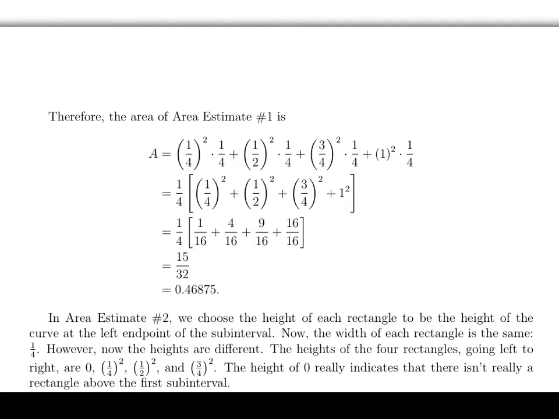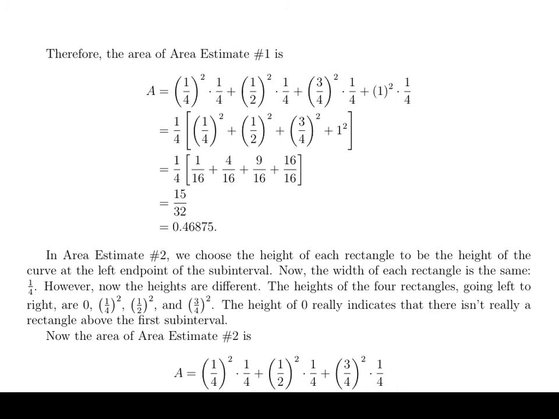Okay, now the width of each rectangle is the same. The width is 1/4. But now the heights are different than what we had before. So the heights of the rectangles going from left to right are 0, 1/4 squared, 1/2 squared, and 3/4 squared. Now the height of 0 is because there isn't really a rectangle above the first subinterval. If you go back and look at the picture for area estimate 2, there's really only 3 rectangles. In a sense, there are 4 rectangles, but the first rectangle has no height.